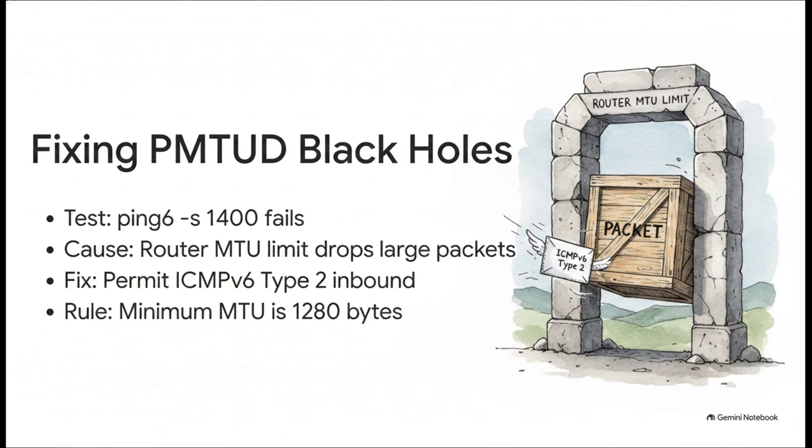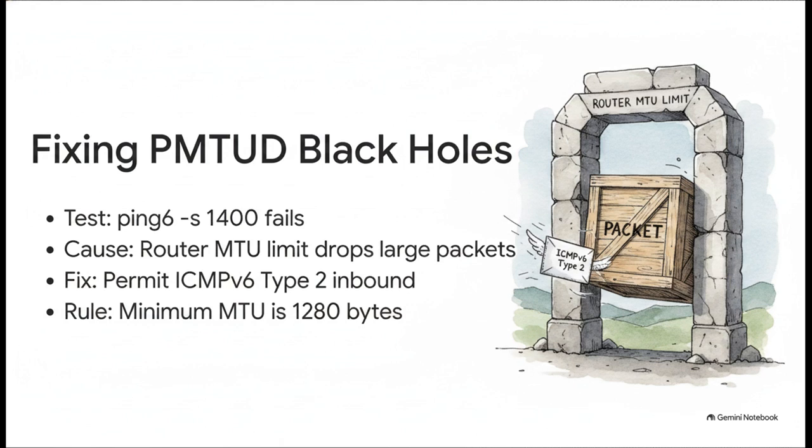But if your firewall blocks that message, the sender never actually knows it needs to shrink the packet, creating a total black hole. You can confirm this pretty easily by testing a small ping versus a large ping. The primary fix here is absolutely mandatory. You must permit ICMPv6 Type 2 inbound on your firewalls. Alternatively, you could use TCP MSS clamping to force the endpoints to agree on a smaller, safer packet size.